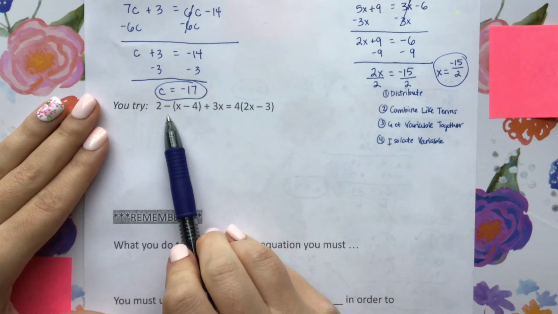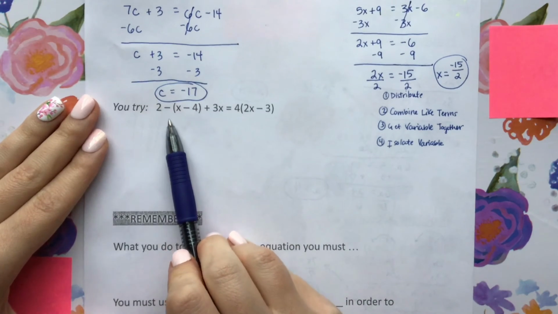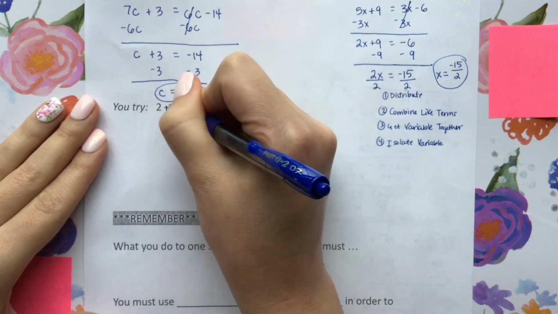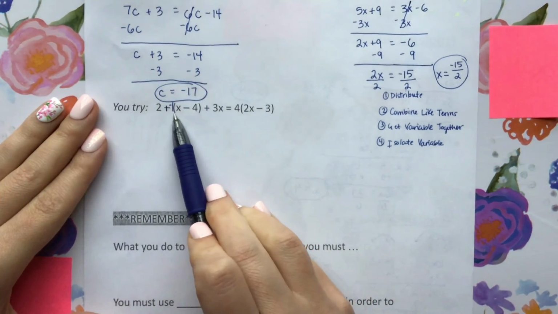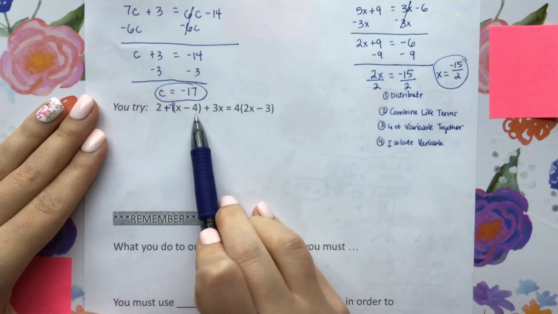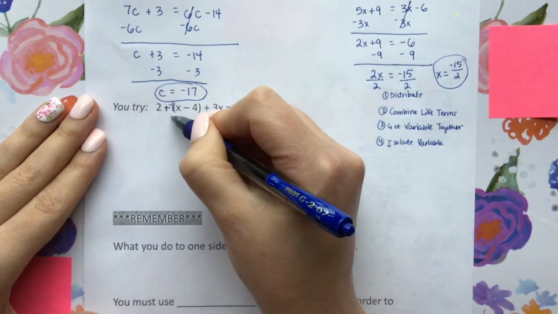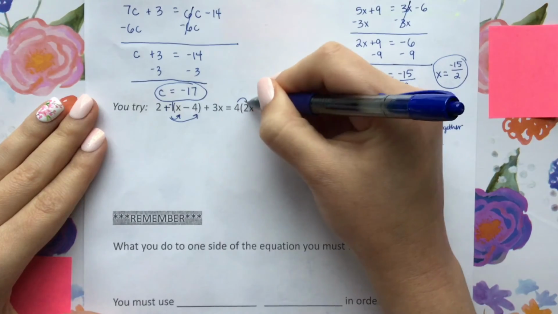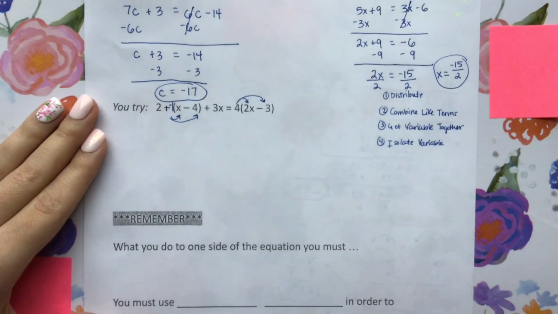So in this example, we have something kind of tricky. This says minus right here. So imagine this as plus a -1, and that -1 is going to be distributed across the parentheses. So that's a little sneaky. So be mindful of those negatives. And on the other side, we have a 4 that's going to be distributed. So let's rewrite this as we distribute everything out.